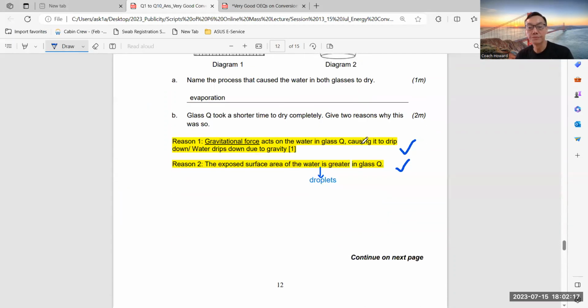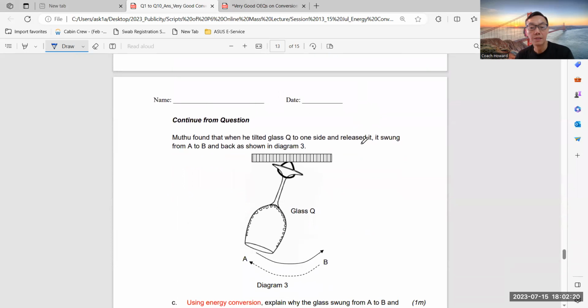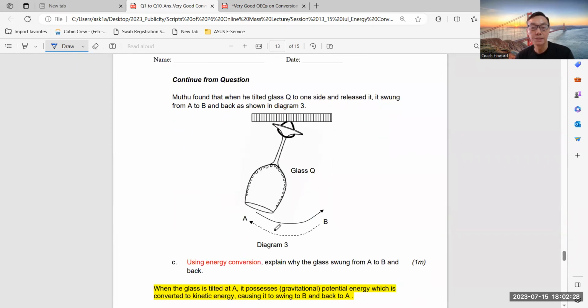Okay, let's continue. Next, Motu found that when he tilts glass Q to one side and releases it, it swings back from A to B. So he put it at A, right? You look at this part, right? It's being hung loosely, so it swings to B. Using energy conversion, explain why the glass swung from A to B and back.